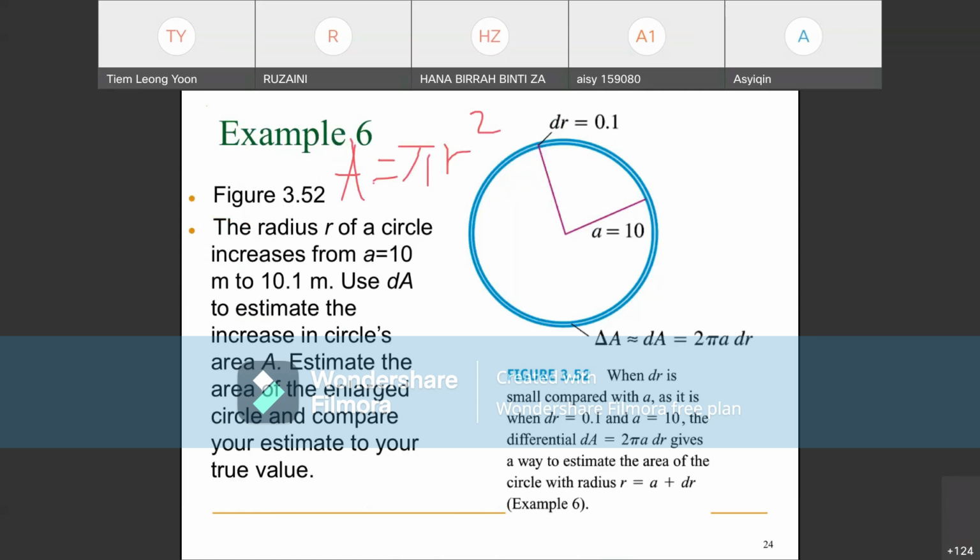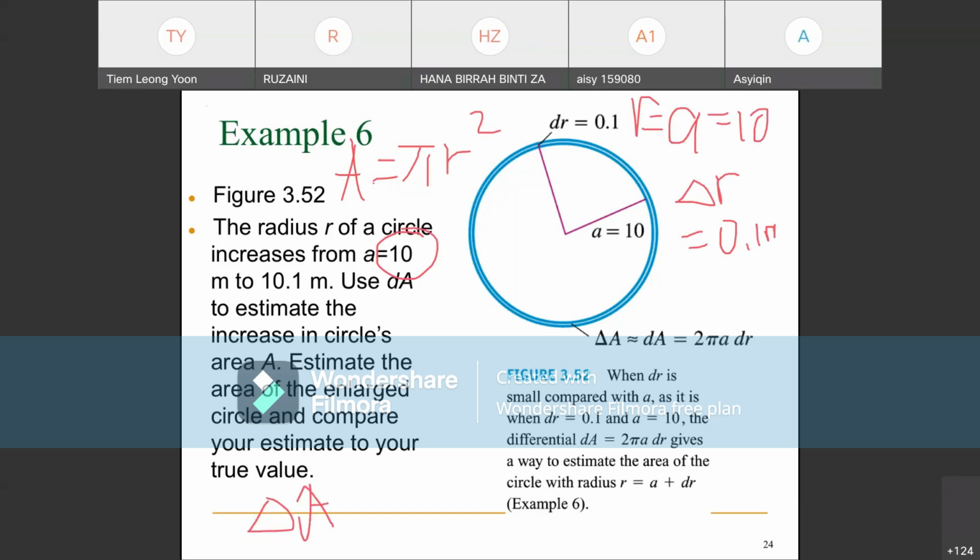So then the question asks you, if the radius r changes from 10 meters, so originally r equals a equals 10 meters. Then you change r by a little bit, say 0.1 meter, and you ask what would be the change in delta A.